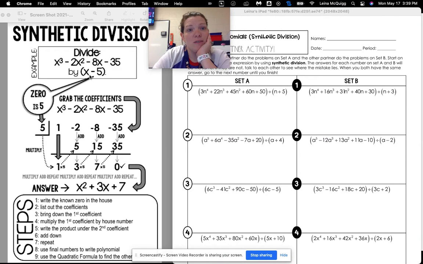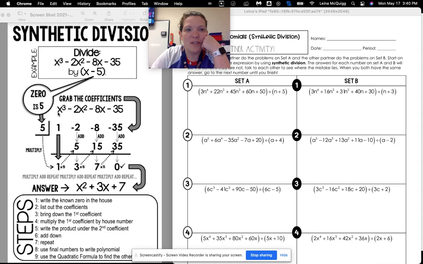If I solve this for 0, x minus 5 equals 0, this would be x equals 5. So I have a 0 at 5. We're going to assume that this is a true statement, right? We're going to assume this as a 0, so we're going to write it down over here in this little house. This is what we're calling the house. Then step number 2 says list out the coefficients of the polynomial that you're dividing.